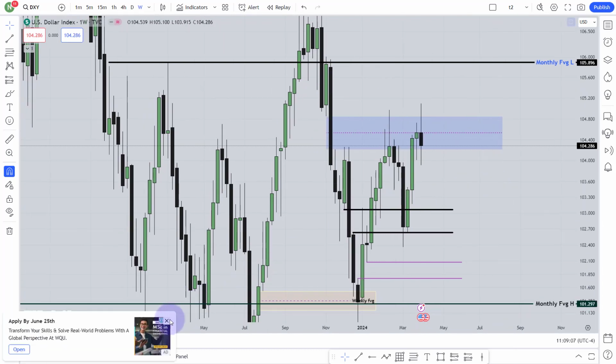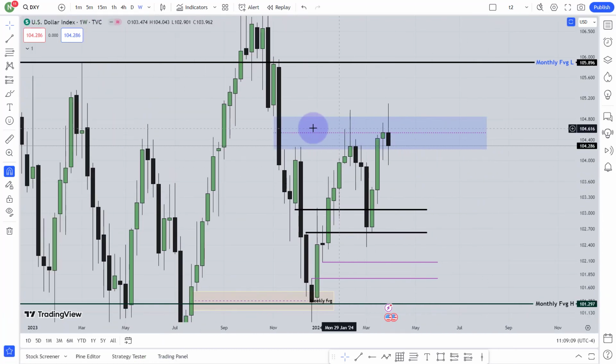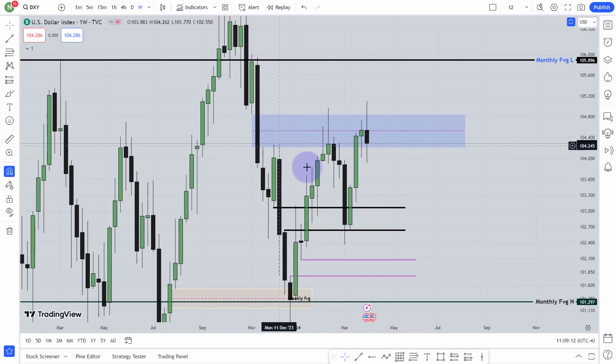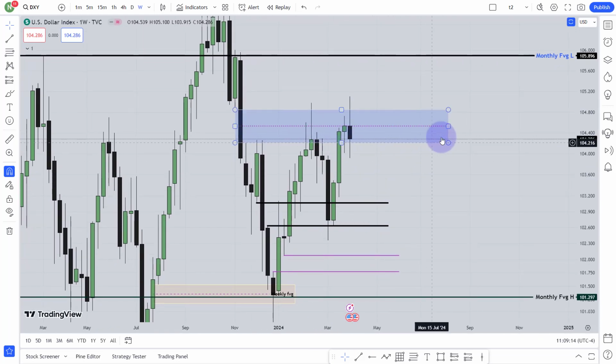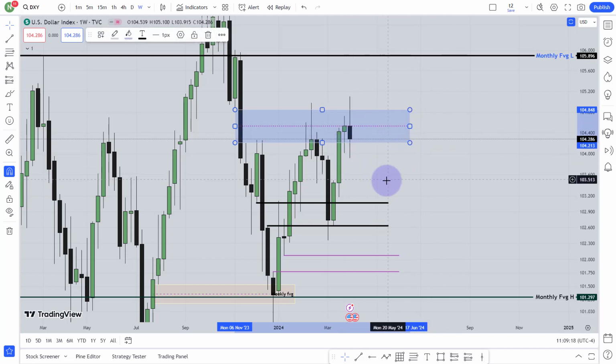This is the dollar index chart from weekly, and you can see this is the weekly fair value gap. Okay, the market is working with this weekly fair value gap. First, I will finish this weekly fair value gap. Then I will talk about other things.